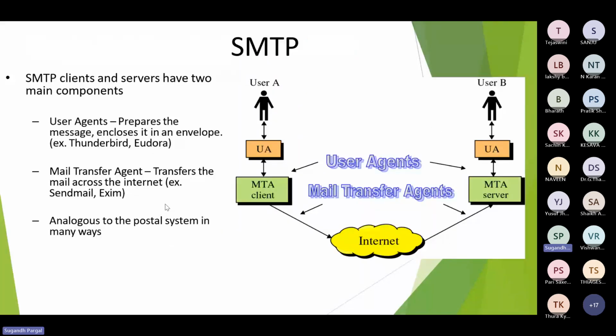SMTP clients and servers have two main components. One is the user agent, which prepares the message and encloses it into the envelope. Then there is a mail transfer agent that transfers the mail across the internet, for example Sendmail. We have Gmail, etc. It is analogous to the postal system in many ways, as there is the internet and this follows the SMTP protocol, which helps to transfer from the client side to the server side.